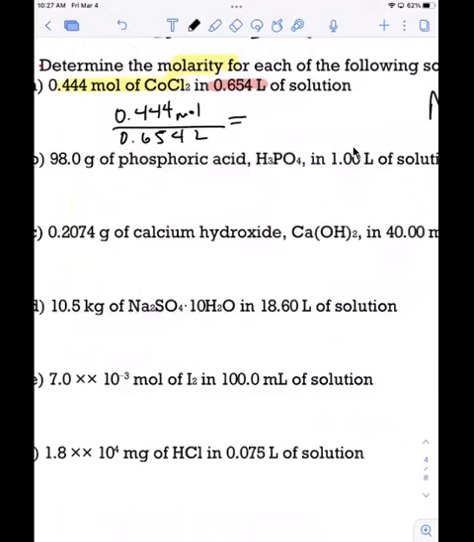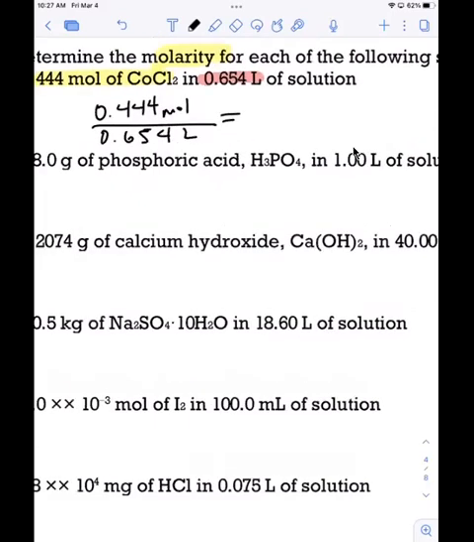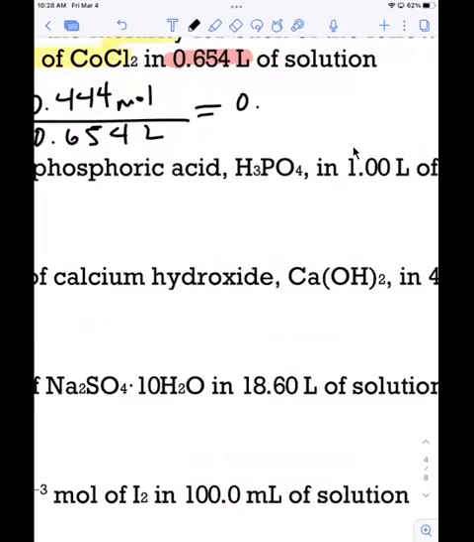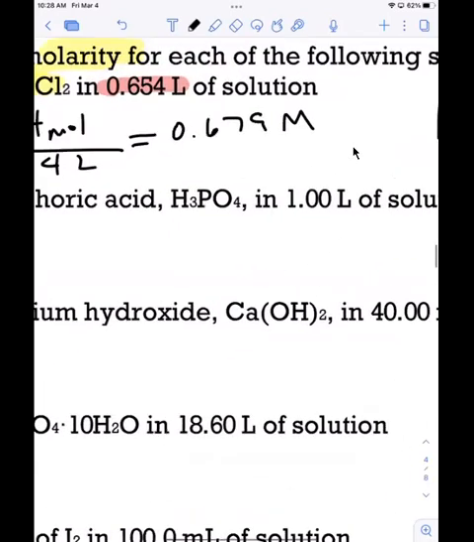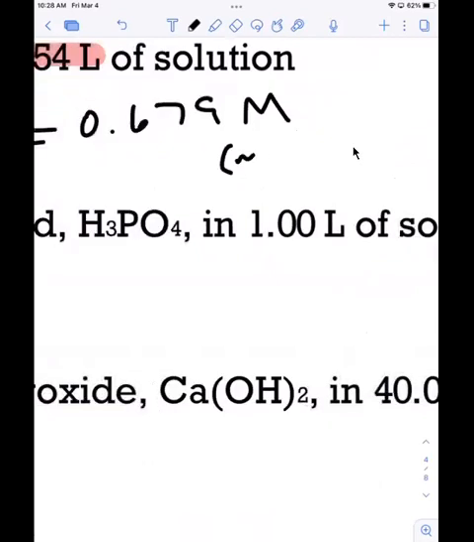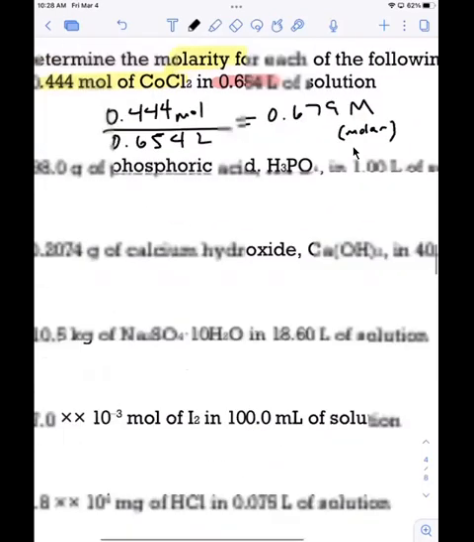Anybody got it? I got 0.679. Absolutely correct. 0.679 M. And if I ask you what the M means in this number, what would you say? Moles per liter. Yeah, moles per liter, or we can say 0.679 molar. So it's a 0.679 molar solution. All right, let's do the next one.